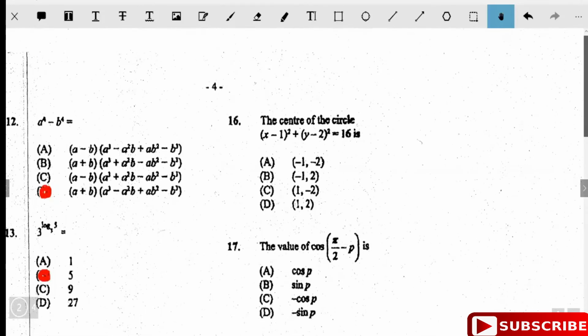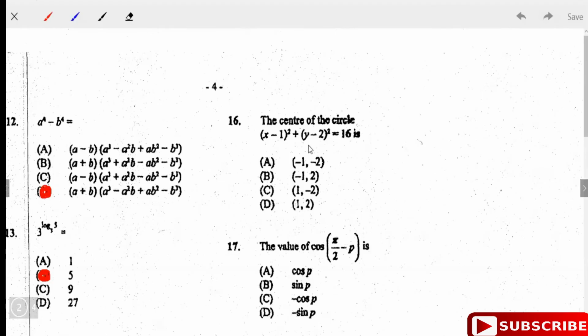Question 16. Repeat. What's this? The center of the circle. 1 and 2, D. 1 and 2. Very good. Dog.